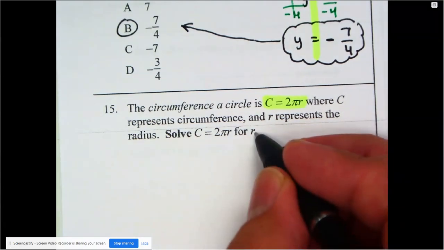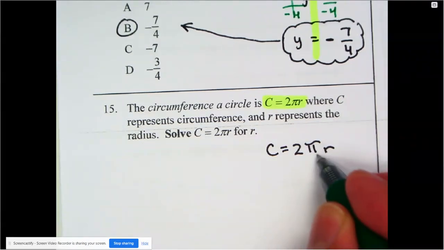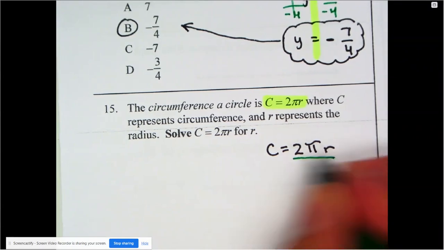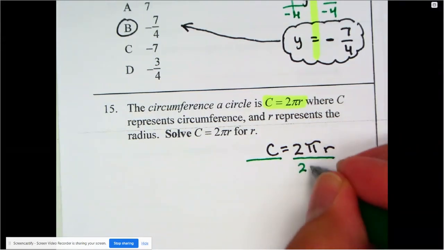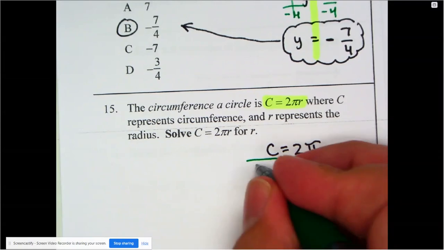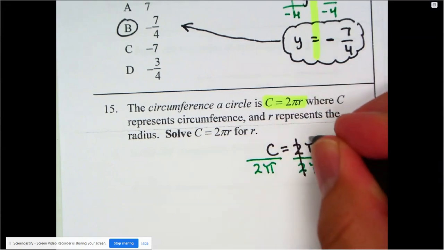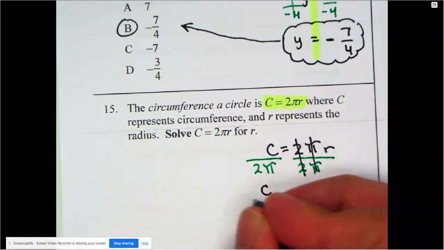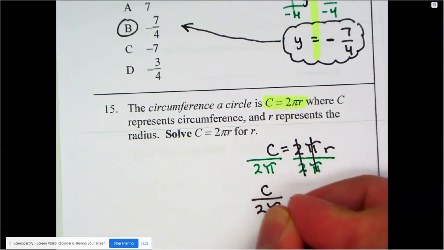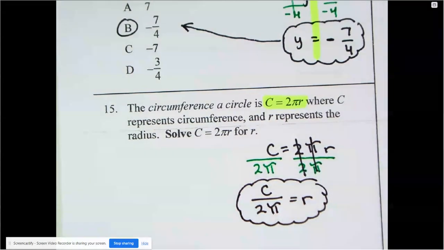So to get the letter R by itself, all we have to do now is, if things are right next to each other, well, then we need to bring in division. Division is the only way to get rid of it. So to get R by itself, I'm going to get rid of the 2. I'm going to get rid of the pi. So we're going to divide by 2 pi for both. The 2's are gone. The pi's are gone. And then there's your R. Using basics. And remember, you don't do anything on this side. You just write it out. There's our answer. So C over 2 pi is equal to R.